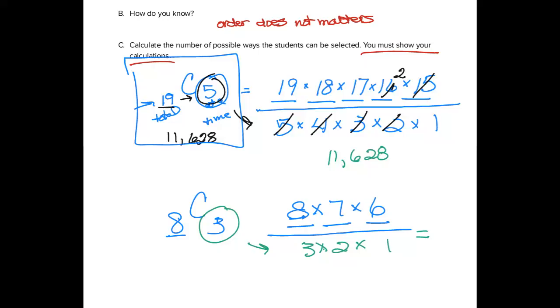So 8 combination of 3, let's take a look, gives me 56 on the calculator if I put that and use that. And if I simplify over here, 3 times 2 is 6, and I can simplify that with the 6 above, and 7 times 8 is 56. So whether you do the calculation or whether you use the combination formula, you should get the correct answer. Okay? All right, other questions?